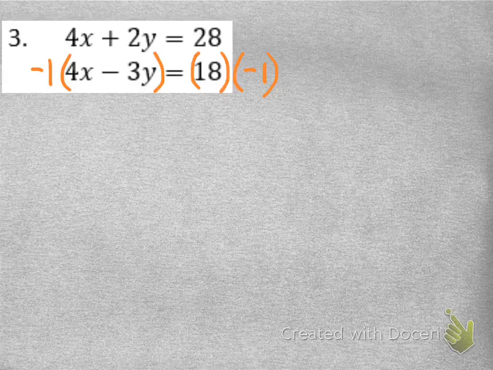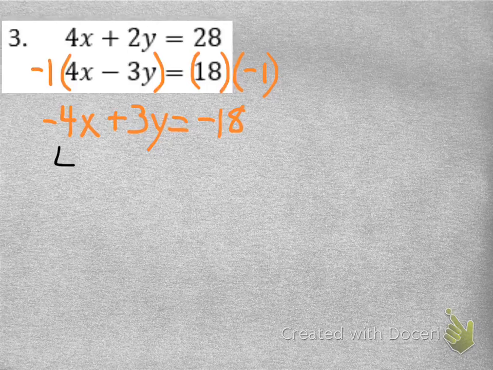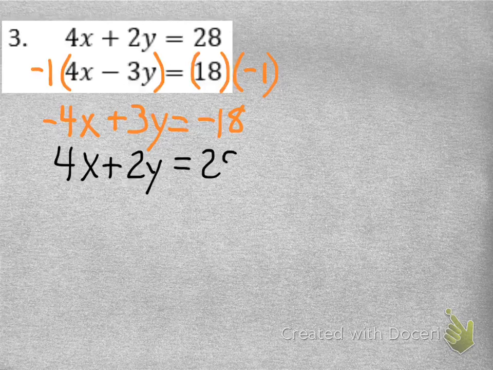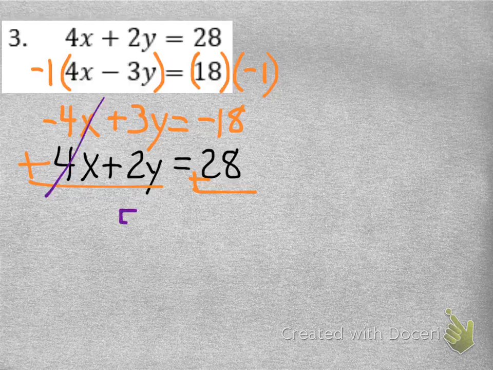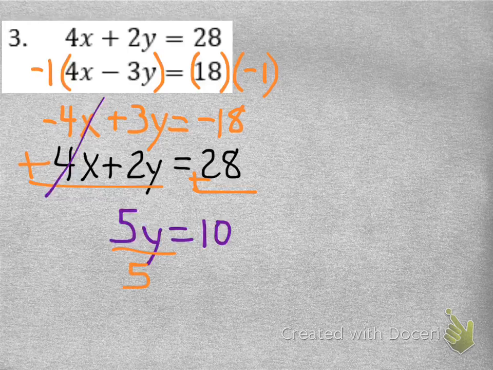So we'll distribute this negative 1. We get negative 4x. Negative 1 times negative 3y is positive 3y. And then 18 times negative 1 is negative 18. Rewriting the top equation below it. Now we're ready to add our equations together. The x's this time are eliminated. We get 5y equals 10. To get rid of multiplying by 5, divide by 5, and so y is 2.